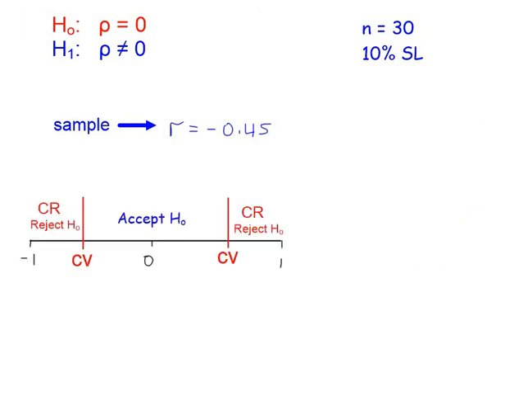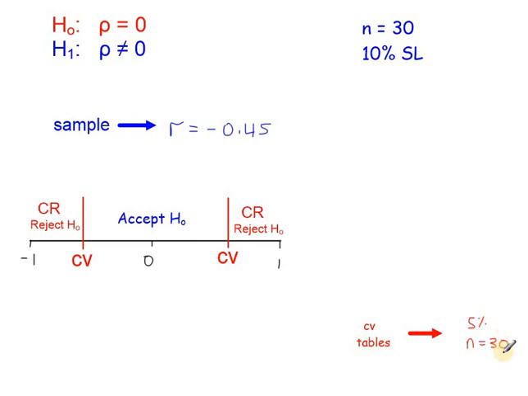So we use our number line method again, and we have two critical regions because it is a two-tailed test. So we need to work out two critical values. For a two-tailed test, you have to split your significance level. So 5%, 5%.